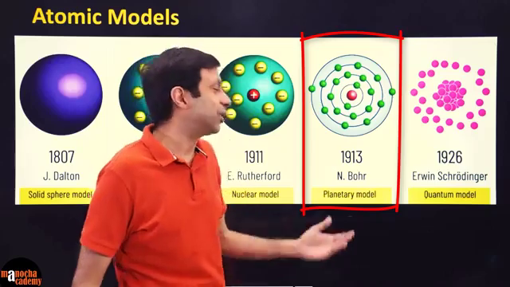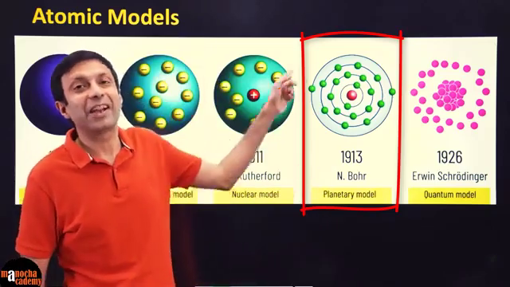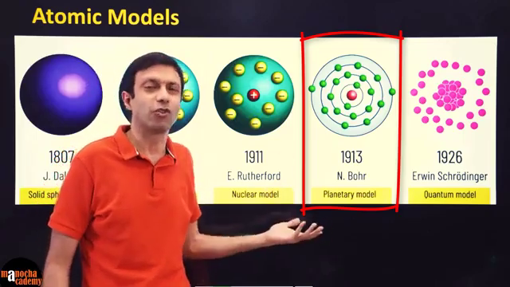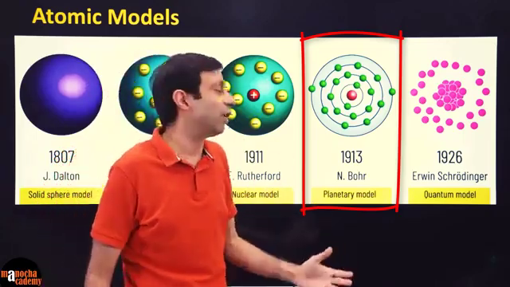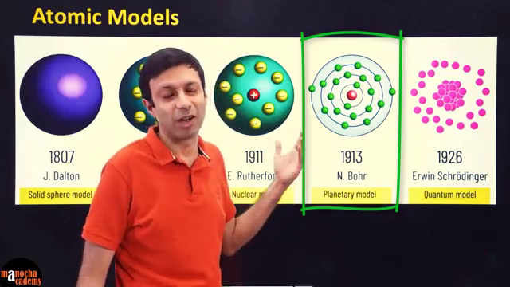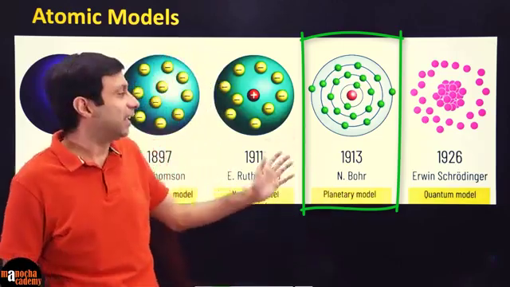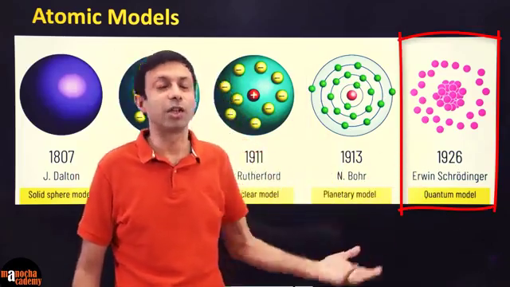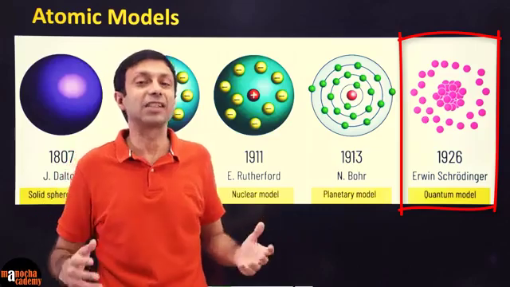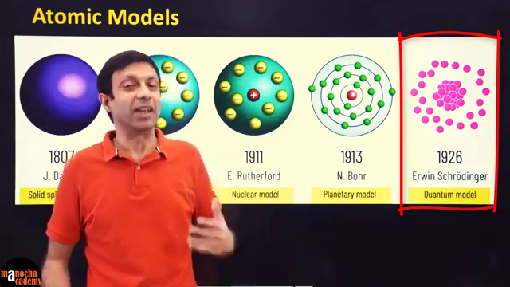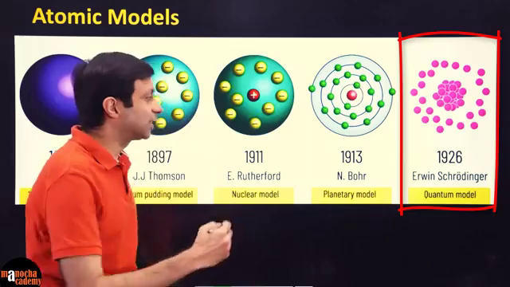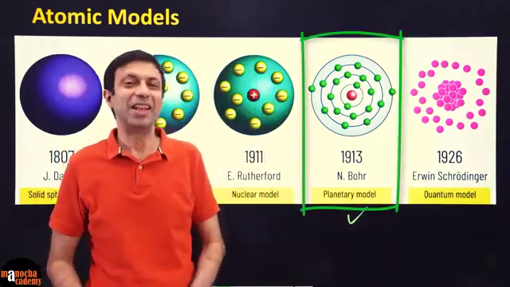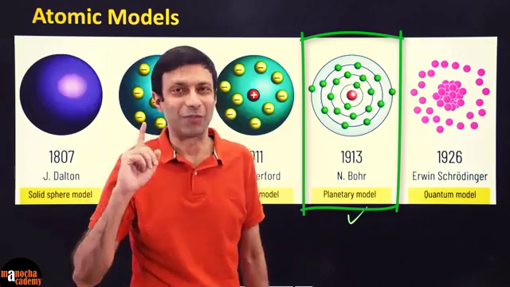But then there were drawbacks of Rutherford's model, and Niels Bohr came up with a new model of the atom, which is called the planetary model, where electrons revolve in certain orbits or shells. So we'll talk about the drawbacks, and in this video we'll focus on Niels Bohr's model of the atom. And many years later, Erwin Schrödinger proposed the quantum model of the atom, where the electrons are considered as waves. But in this video, our focus is going to be on the Bohr's model of the atom. So let's dive into the Bohr's model of the atom.